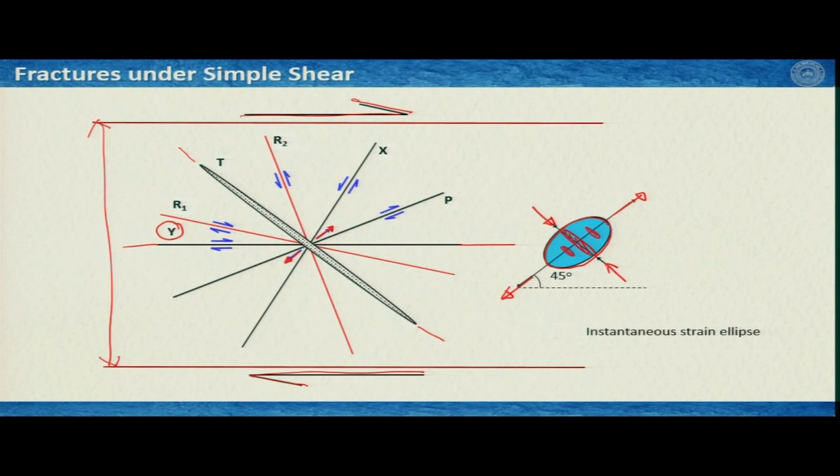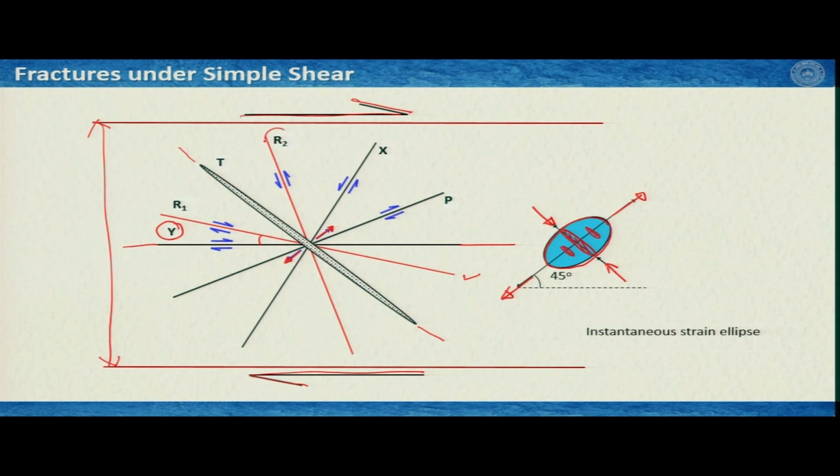Then you form a very low angle shear which is marked by this red line, and this is known as R1 or low angle Riedel shear fracture. This angle is typically 10 to 20 degrees and classically 15 degrees. The sense of shear is also synthetic. That means the displacement along this shear fracture is very similar to that of the bulk shear.